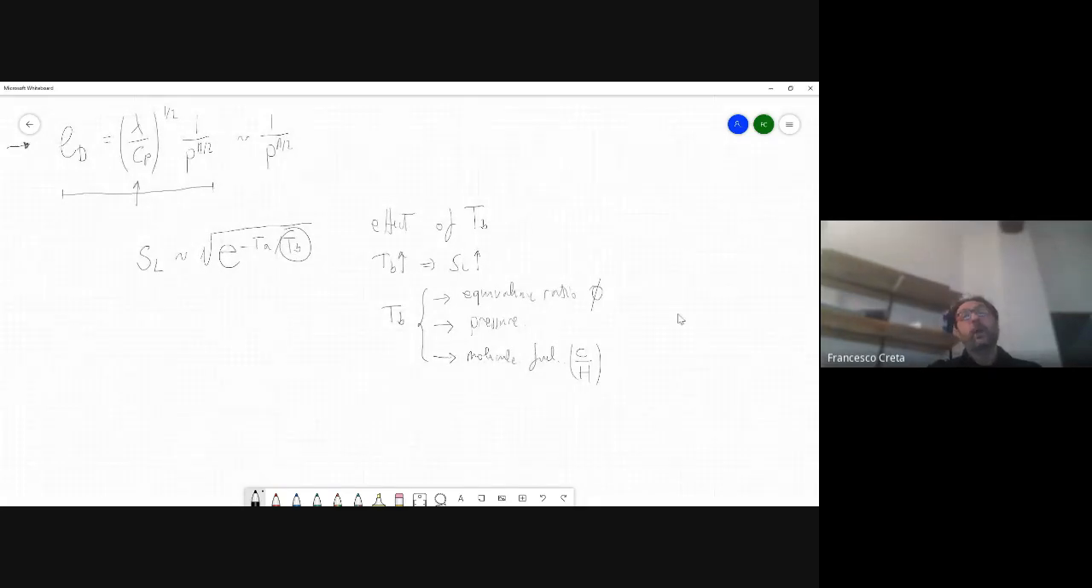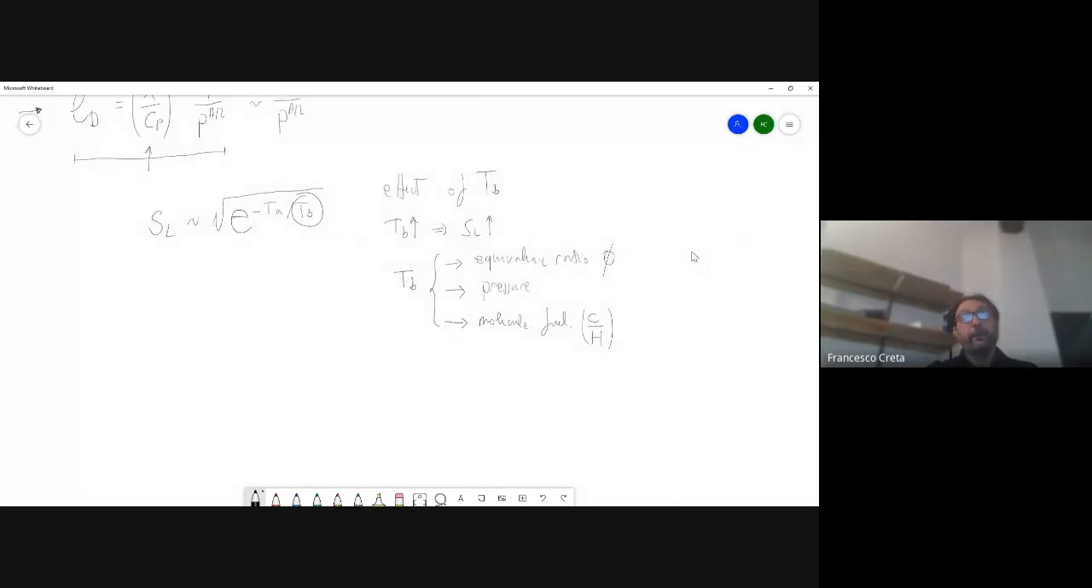An obvious statement that we can make right away is the following. If you remember, we wrote that the adiabatic flame temperature is equal to the unburnt temperature plus the heat of reaction, QC over CP. So it's pretty obvious that if you have a fuel with a high QC, then you also have obviously high values of adiabatic flame temperature and therefore higher values of the laminar flame speed.